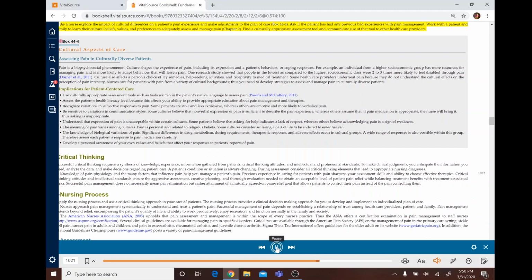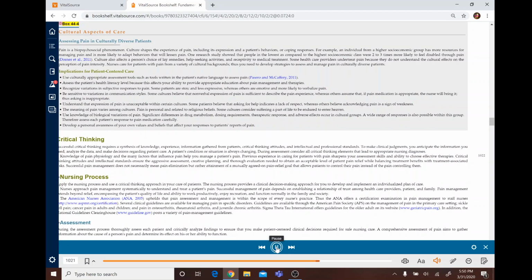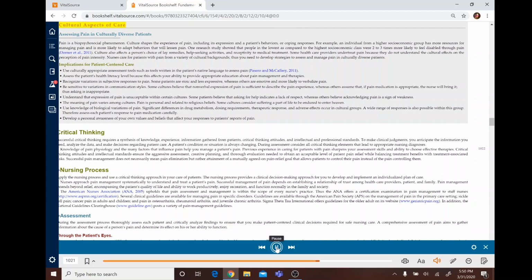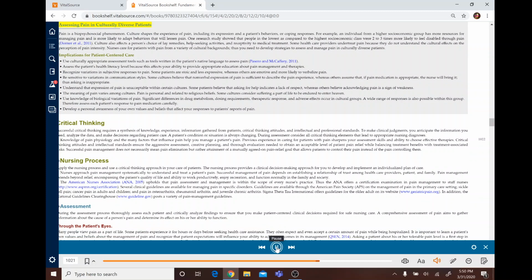As a nurse, explore the impact of cultural differences on a patient's pain experience and make adjustments to the plan of care. Box 44-4. Ask if the patient has had any previous bad experiences with pain management. Work with the patient and family to learn their cultural beliefs, values, and preferences to adequately assess and manage pain. Chapter 9. Find a culturally appropriate assessment tool and communicate use of that tool to other healthcare providers.